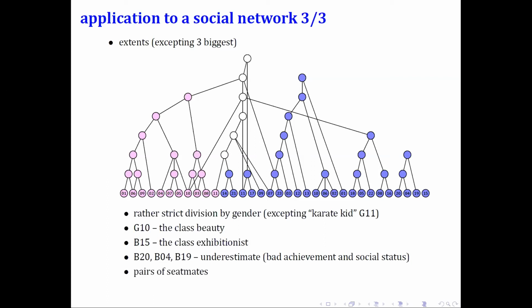And the last observation is that we have pairs of seatmates. Yes, for example, boy 14 and boy 21 sat at one desk and so on. So we can see that this application of formal concept analysis should be combined with some other method, this Rice-Siff algorithm, and then it is able to uncover some hidden relationships between this group of pupils.